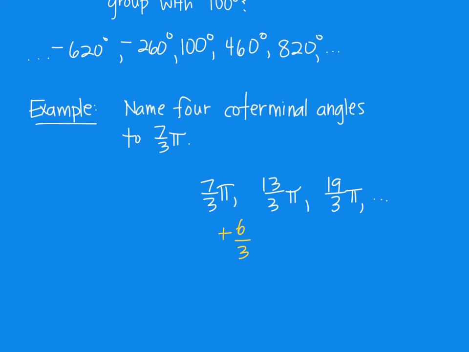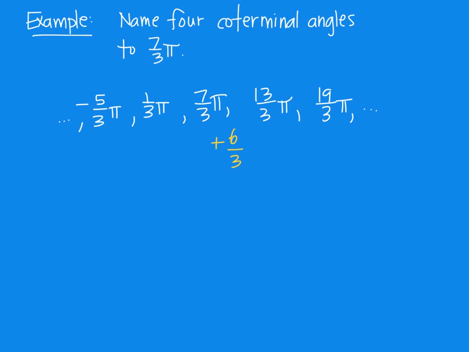So what would be the coterminal one that got smaller? 1/3, sure. And what would be a coterminal one smaller than that? Negative 5/3, sure. And you could name it. That's just a sample. Now, why are coterminal angles helpful?